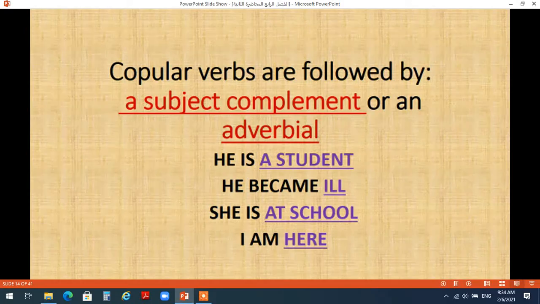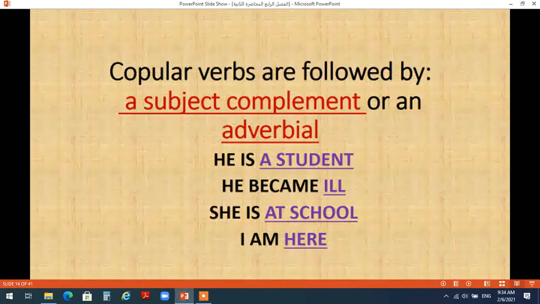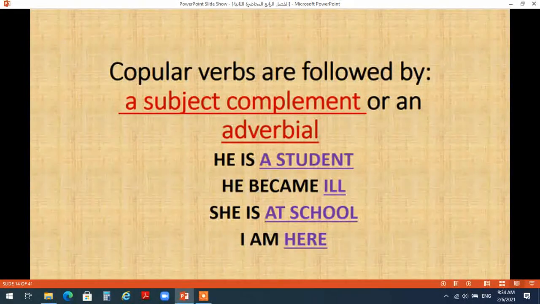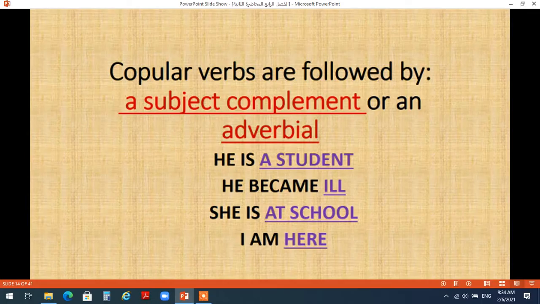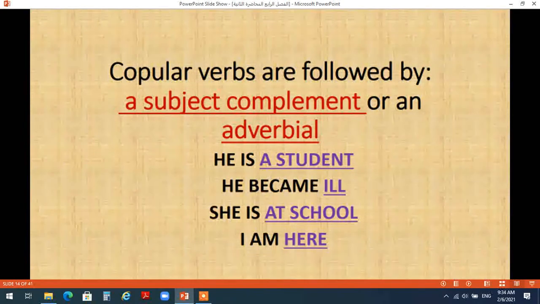For example, he is a student. إذن the verb is طبعا فعل verb to be بكل أشكاله is regarded as a copular verb. إذن وراء a student راح يكون عندي subject complement. He became ill. أيضا became is a copular verb and after it we have a subject complement. She is at school. أيضا is a copular verb. At school is an adverb. I am here. Here also is an adverb. إذن كما قلنا الcopular verbs تتبعها أما subject complement or an adverbial.